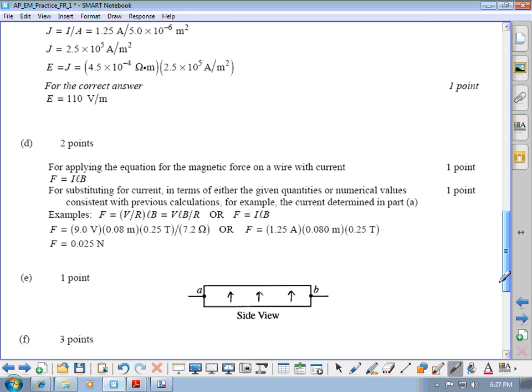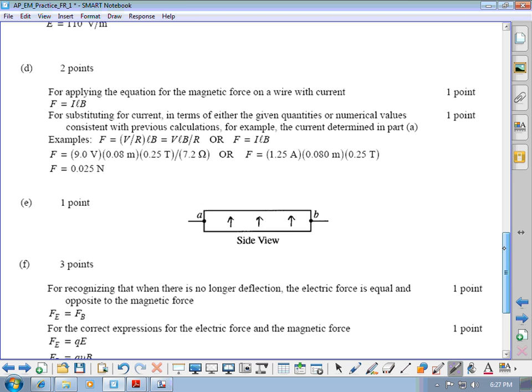Part D, magnetic force on the bar. It was 1 point for saying that force is ILB. They did give full credit even if you didn't plug anything in. And then it was 1 point for substituting for the current. In part A, we calculated the current. So as long as you plugged in whatever current you calculated in part A, even if it was wrong, you could get the full credit for this. If you did ILB and used that current and used the correct length, and you used the magnetic field that was given to get the 0.025 newtons, that was what you needed to do.